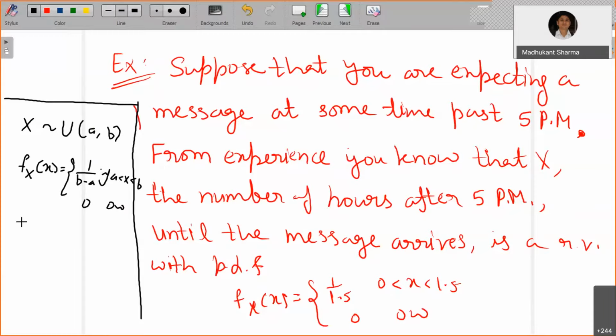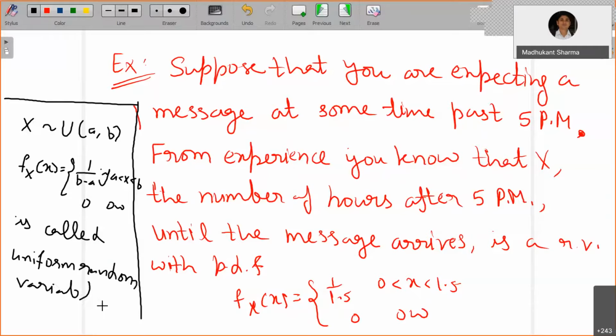This is called a uniform random variable. So you have uniformly distributed, you can say uniform random variable. Such a random variable whose density function is defined as 1 upon the length of the interval, that's it, will be called a uniform random variable. So this remains uniform over the entire interval, that's 1 by B minus A.